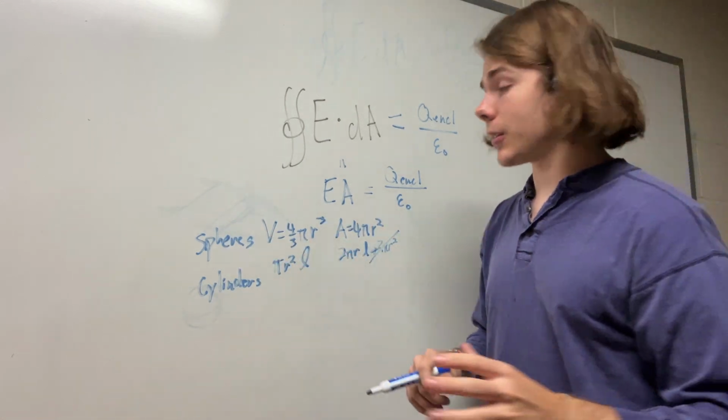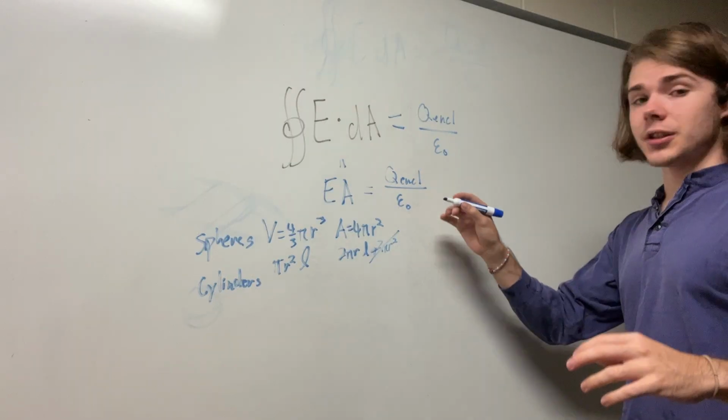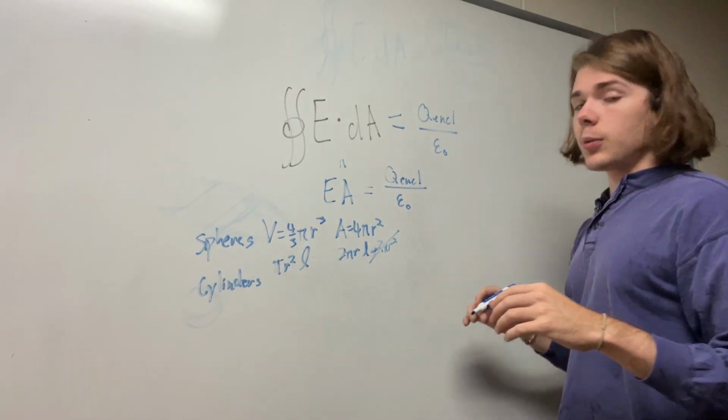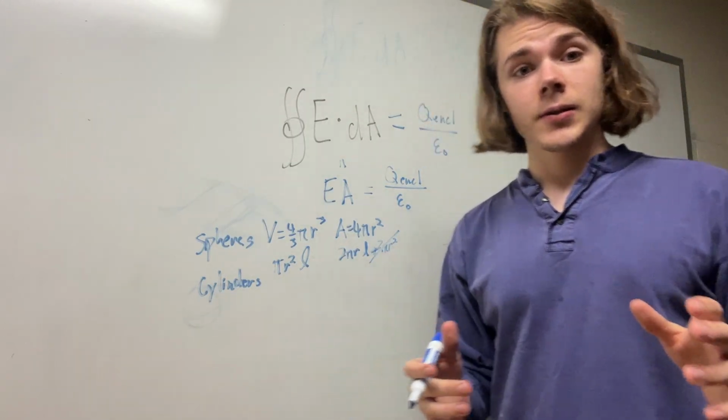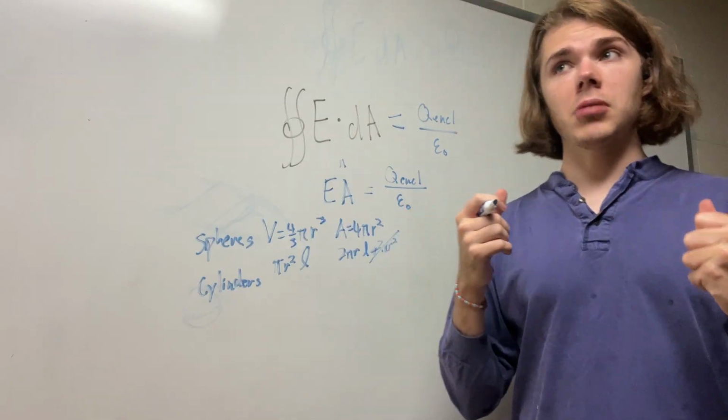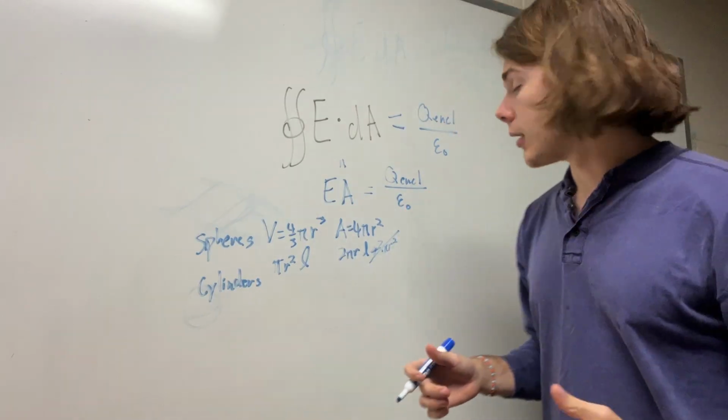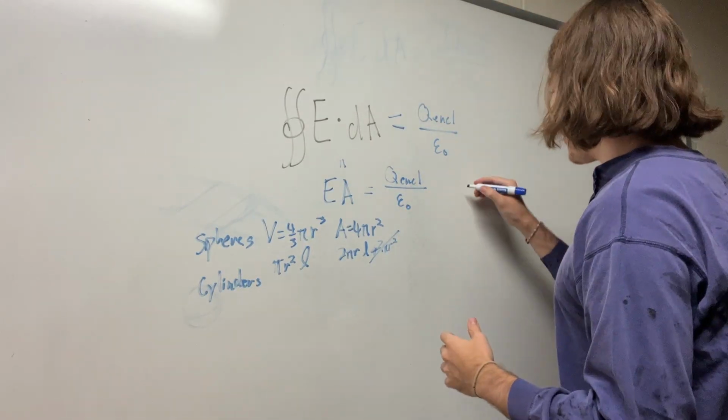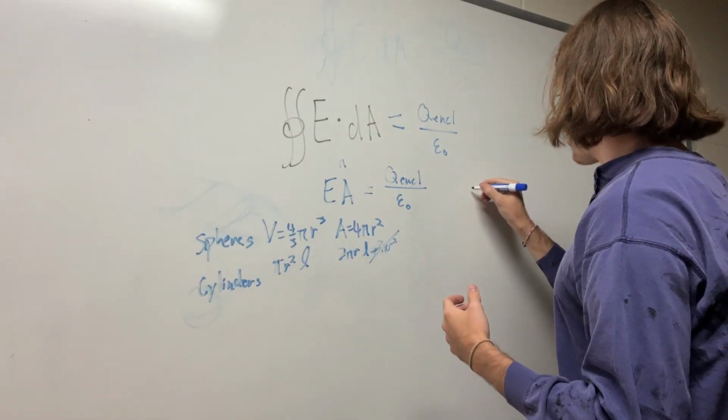Now to move on to Q enclosed. So Q enclosed is much more interesting, right? But first, we're going to deal with the simple case. Let's say we have amounts of discrete charge, right? So if I have, I don't know, a cylinder, right?